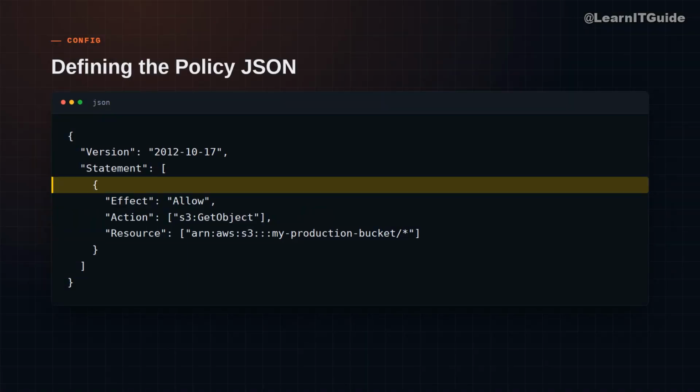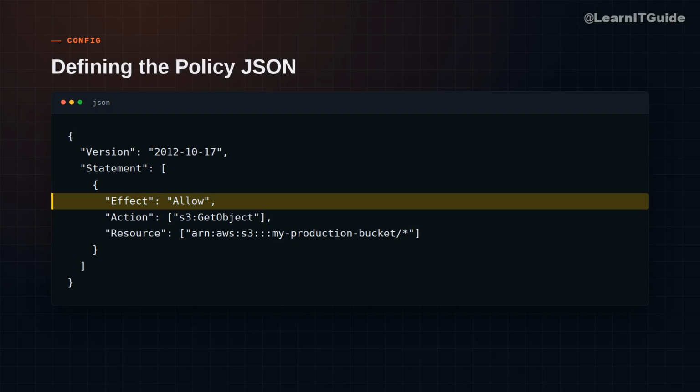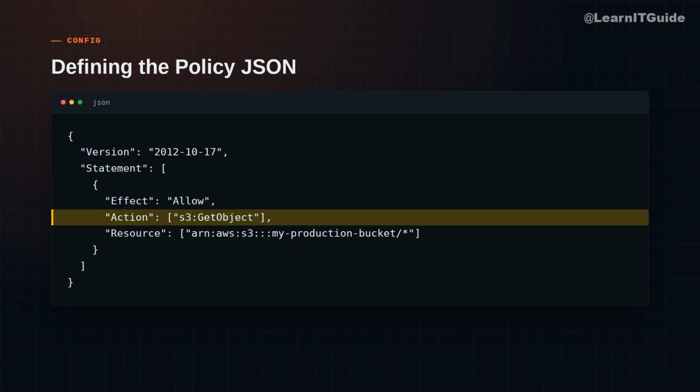We start with the policy. On line 4, we define the effect as allow. On line 5, we specify the action, which is S3 get object. On line 6, we define the exact resource, which is our production bucket. This JSON file is the blueprint for our permissions. It does not identify the user, it only defines the rules.